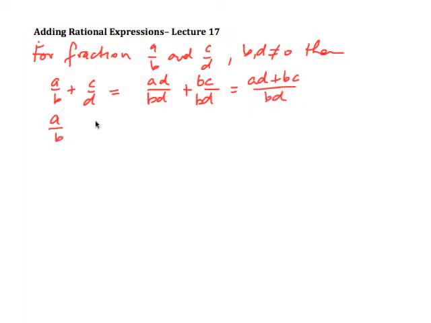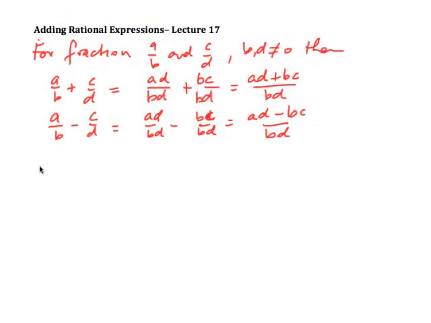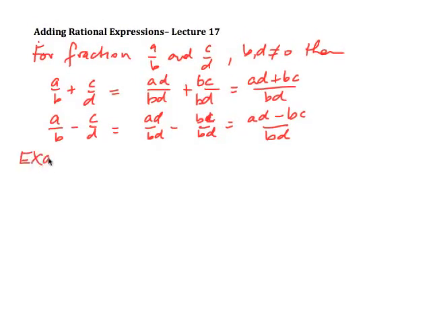Also for subtraction, seeing subtraction really is the same as addition, just that we change the sign. So what we have here, of course, is the same thing: ad on bd minus bc on bd. So we get ad minus bc over bd. So we're going to use this technique for rational expressions just like we did for fractions. So let's look at some examples.